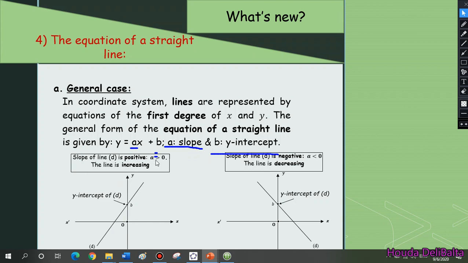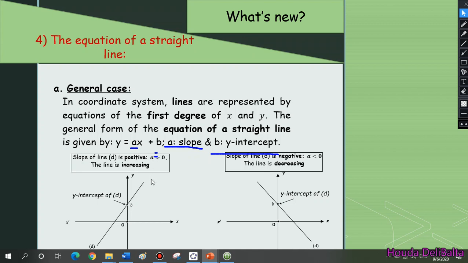So if the slope is positive, then the line is increasing because we move from left to right. As you see, we are increasing. While if the slope is negative, for example, as you see in this image, the slope of this line is definitely negative. So the line is decreasing as we go from left to right. So again, the slope controls the direction of the line.